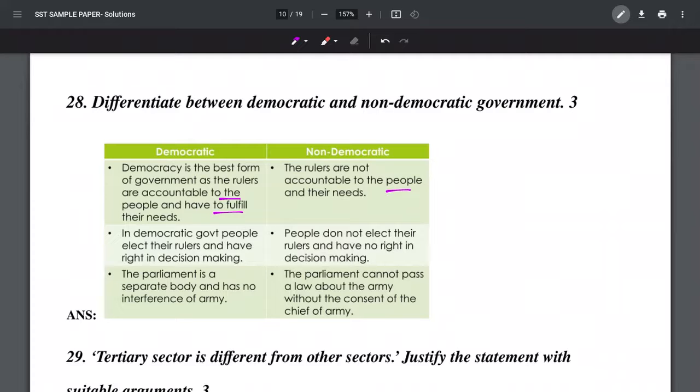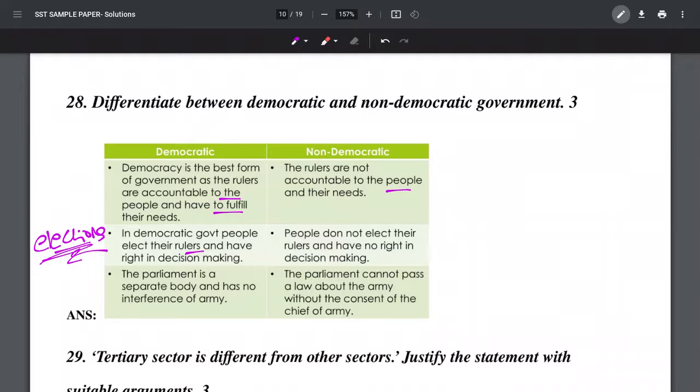So in a democratic government, people elect their rulers through the process of elections, isn't it? And right in decision making. Decision making is the main thing of democracy, isn't it? But in a non-democratic government, there is no election, nothing. They will come up, become the king and queen and go, isn't it?